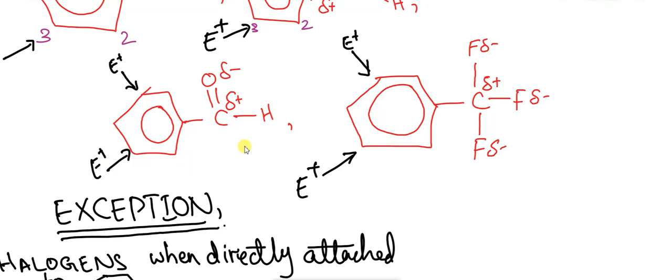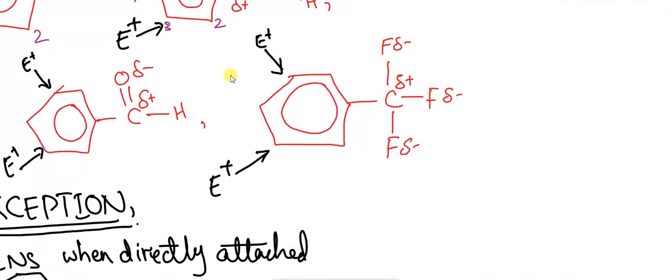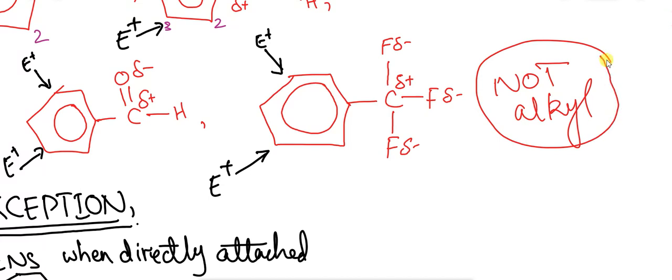In benzene rings, the reactivity of the benzene ring decreases. And this last compound is an important compound. Again we have a carbon atom, but this time it's not an alkyl group. If it were an alkyl group, then it would have definitely activated the benzene ring. But over here, if we look at it carefully, the carbon atom has been directly bonded to three electronegative fluorine atoms.